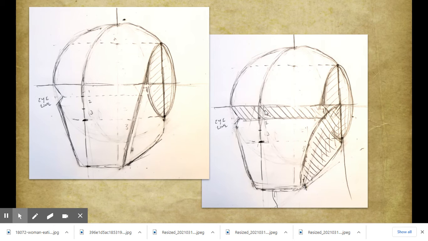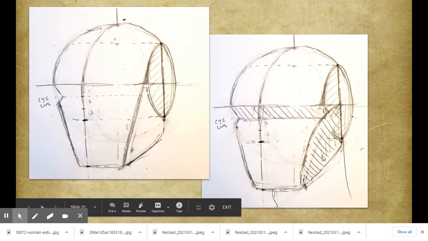This is what's called a plane. Es un plano, una superficie plana. It's a flat surface. The face has a lot of almost flat surfaces, the head. La cabeza tiene muchas superficies que son más o menos planas. Vas a ver.